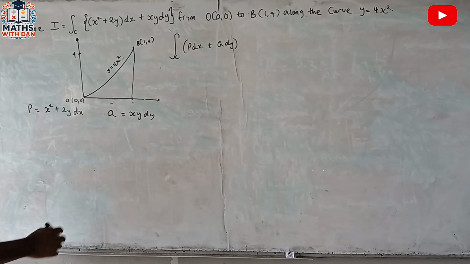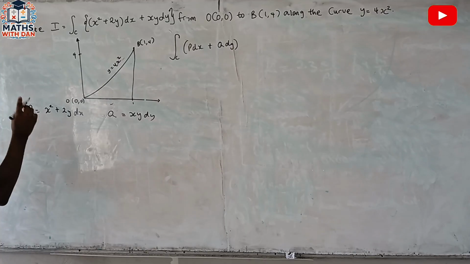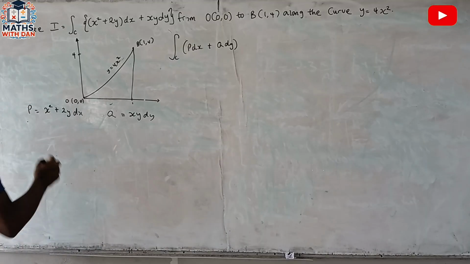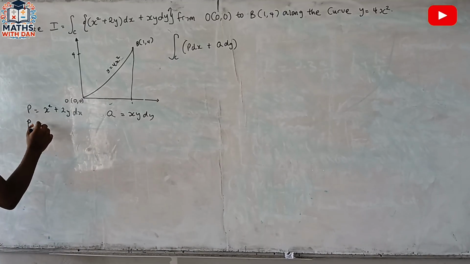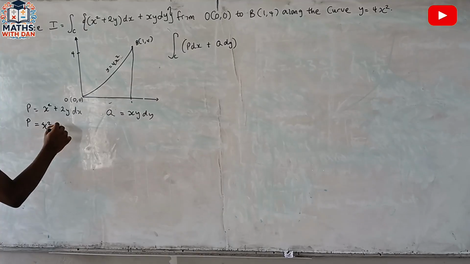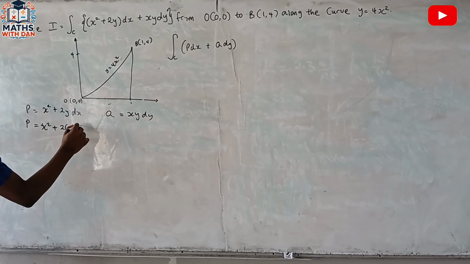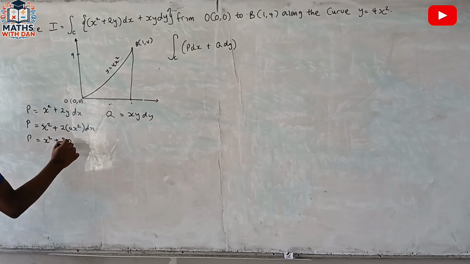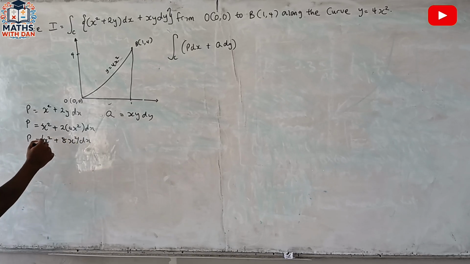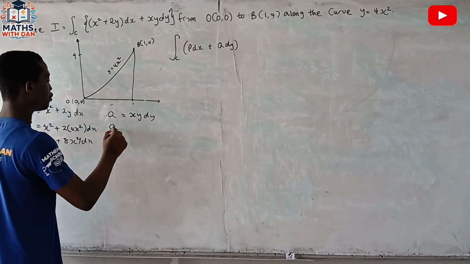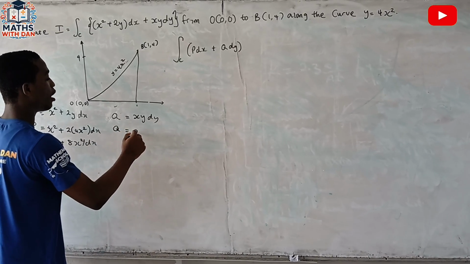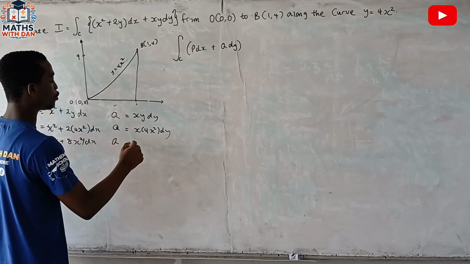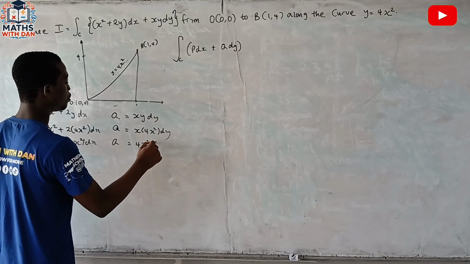So we have to find the xy dy. But before we find the xy dy, we have to substitute the value for y, and the value for y is 4x squared. So we have P equals what? x squared plus 2 times 4x squared, dx. Then we have P equals x squared plus 8x squared dx, right? Then for Q, we have Q equals x times 4x squared, dy, then Q will be equal to 4x cubed dy.